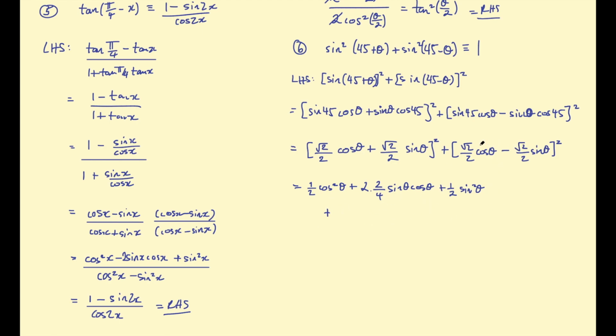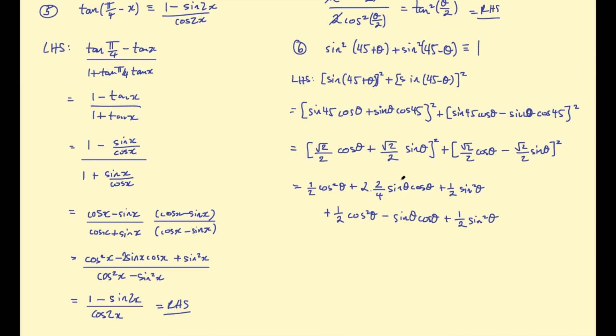Then we have plus essentially the same thing. This is just going to be a negative in here. So a half cosine squared theta subtract this. So let's simplify that now. That would be what? A half times 2, which is 1. So subtract sine theta cosine theta. And then plus a half sine squared theta.